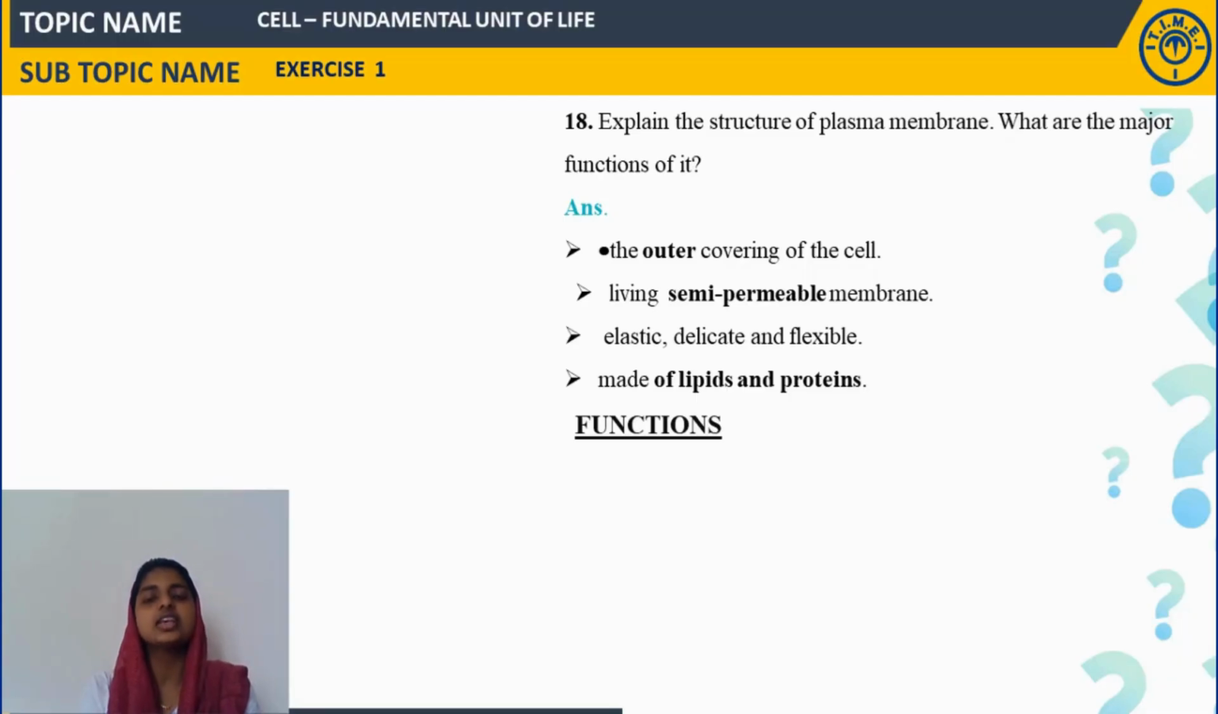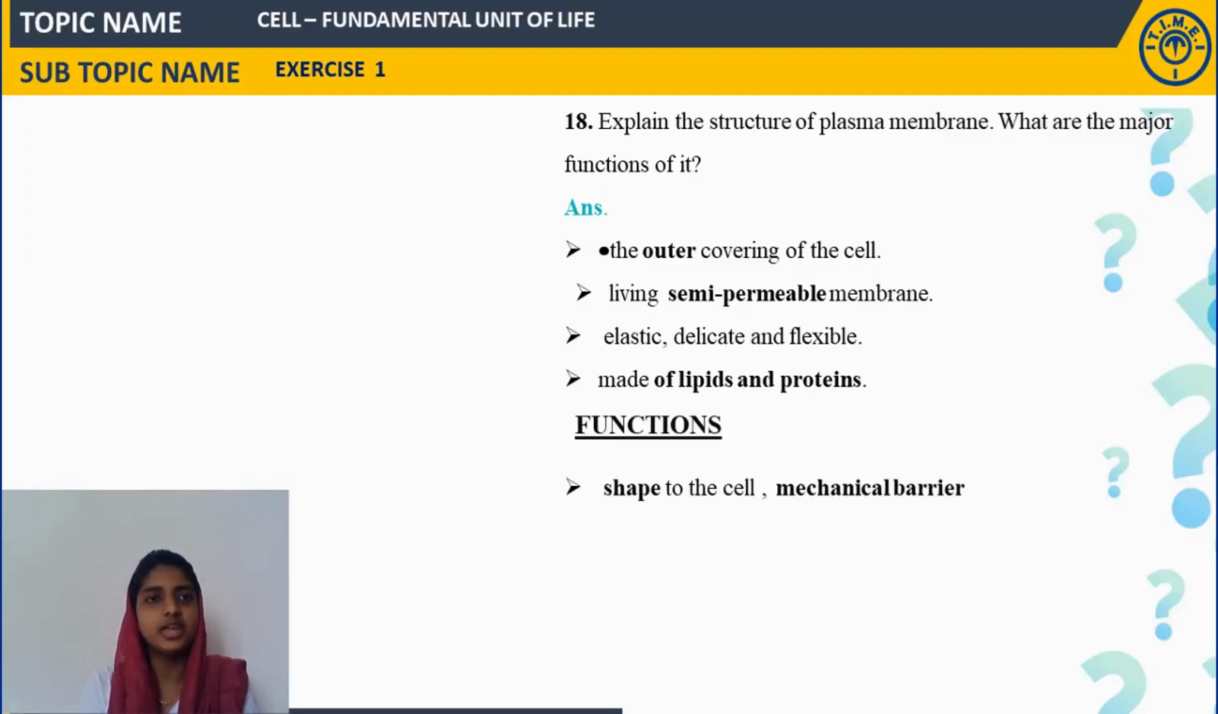Okay, it acts as a mechanical barrier. It allows only certain substance to enter the cell and to move out of the cell, isn't it? Yes, so it acts as a mechanical barrier. Okay, and then it helps in transportation of substances into the cell and out of cell.